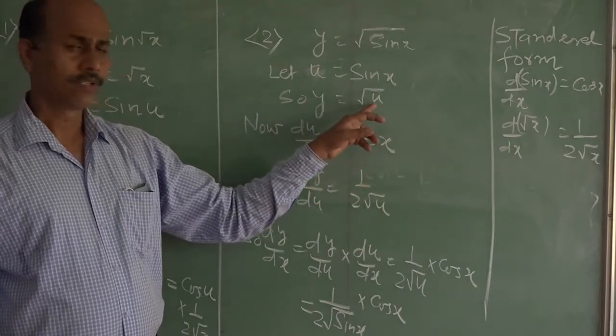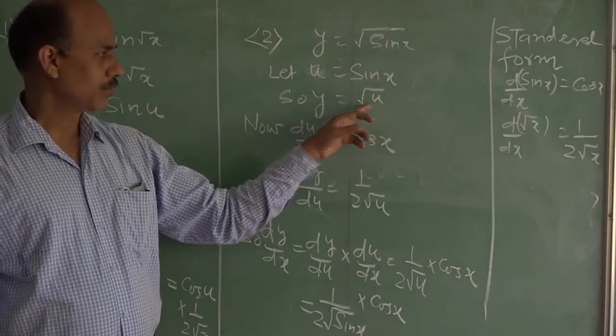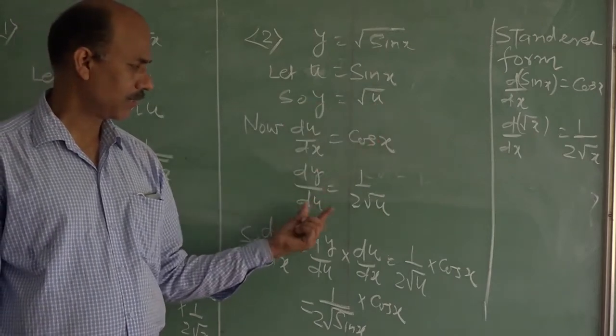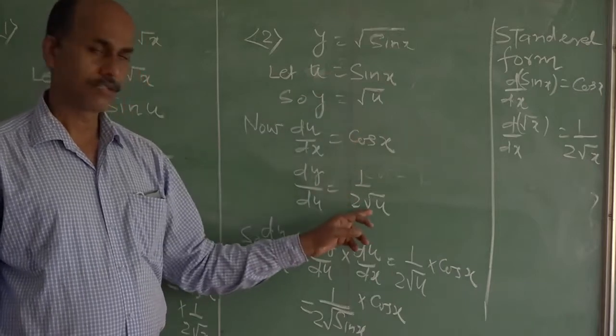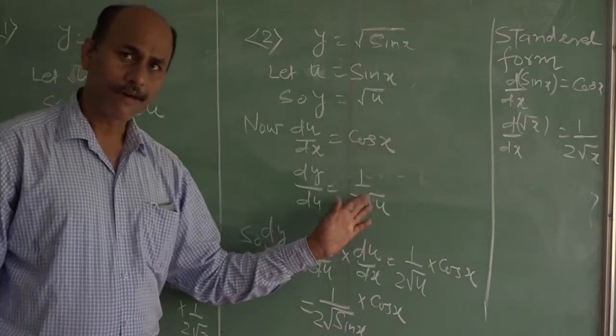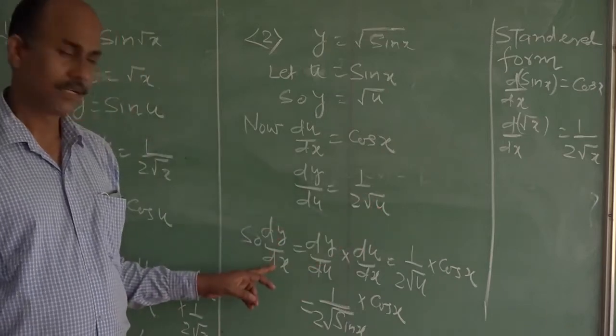And the y value again depends on the value of u. So go for the differentiation of y with respect to u. You can write dy by du equal to 1 upon twice root under u. So we got both parts of the differentiation. Finally, now we have to find dy by dx.